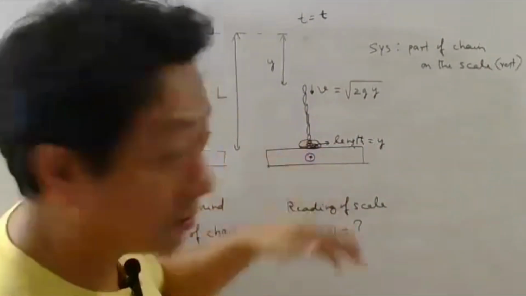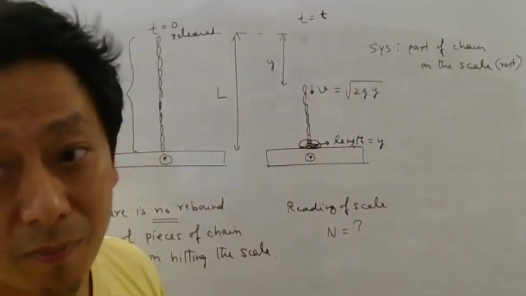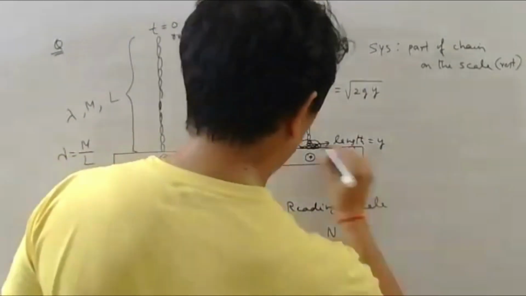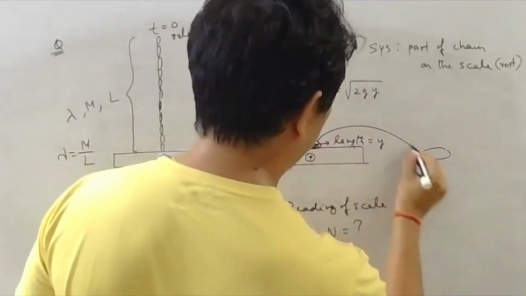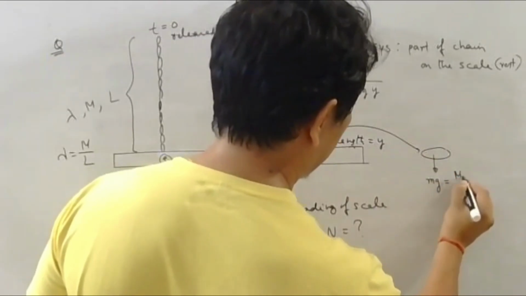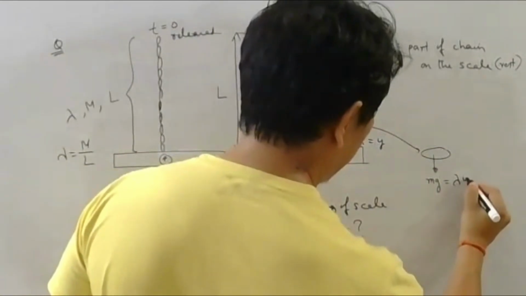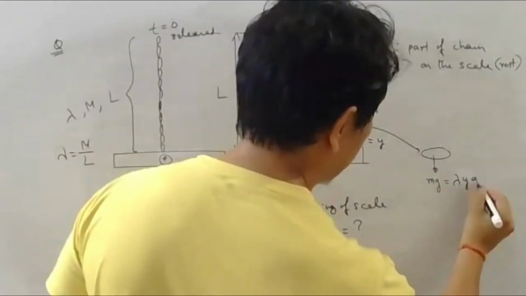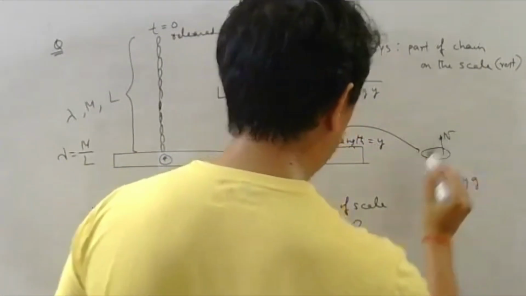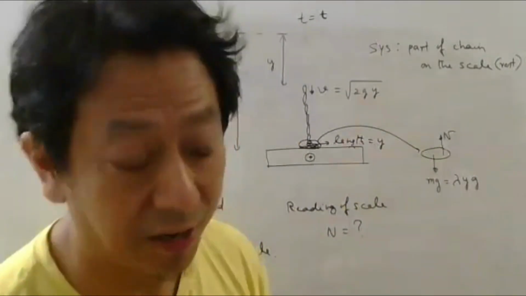If you choose this as system, as in the next moment more comes, masses are getting added, right? So when you draw forces for this system, what will you write? Here mg, I'll write in terms of lambda: lambda into y, the part which is here, into g. So this is mg. This is the normal force. And 100% there will be a thrust force, because masses are getting added.